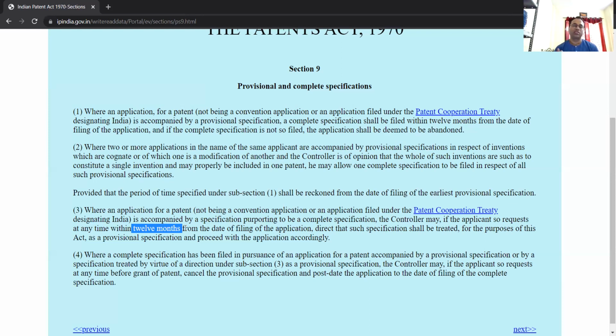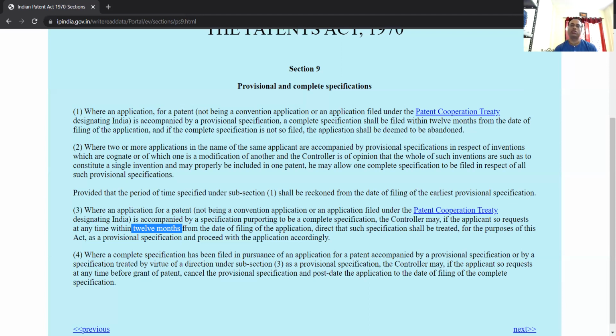But again, the criteria has to be that whatever you file in the complete specification, if you want to retain that priority date, then the claim should be based on those only. So those are there in other sections. But what we are focusing on here is that if you file provisional, then you get 12 months time to file the complete specification. But if you file the complete specification, then that process stops here.